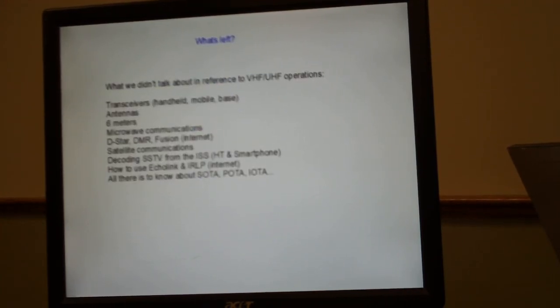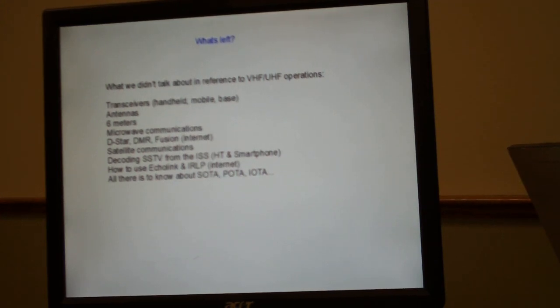What's left? The stuff that we didn't talk about. We didn't talk about transceivers. What's a handheld? What's a mobile unit? What's a base unit? What are the different types of antennas? You've got 3-element antennas. You've got 5-element. You've got 30-element antennas. You've got verticals. You've got horizontals. The field is wide open, and there is so much to learn. You can learn more about 6 meters, microwave communications, all the stuff that I talked about previously. There's just so much to learn.